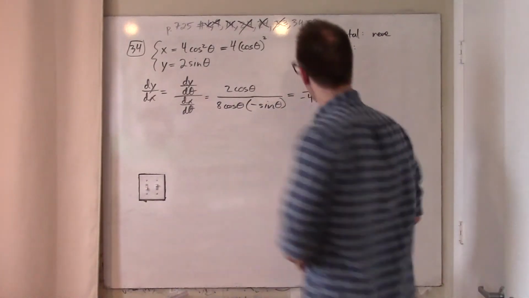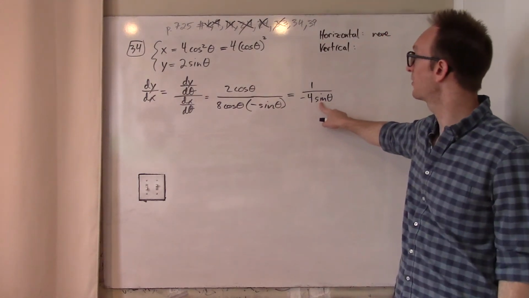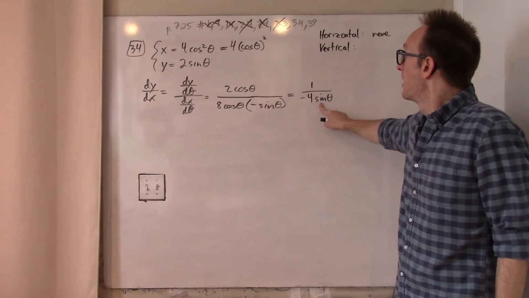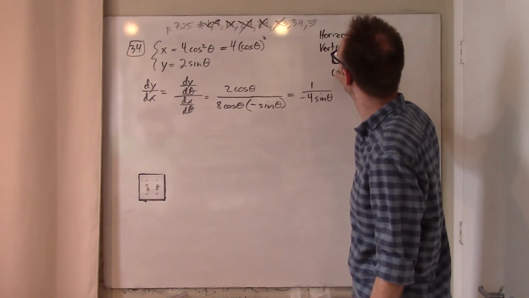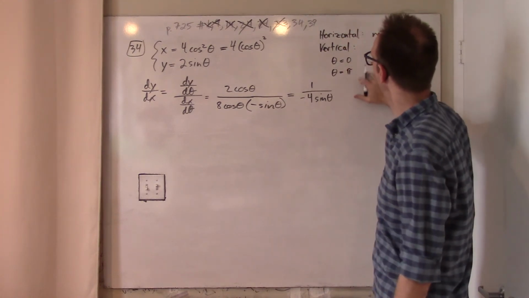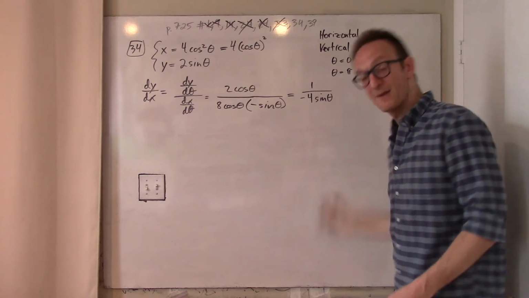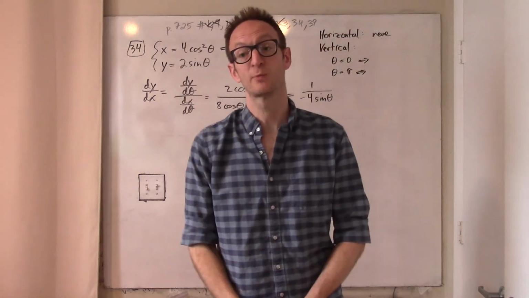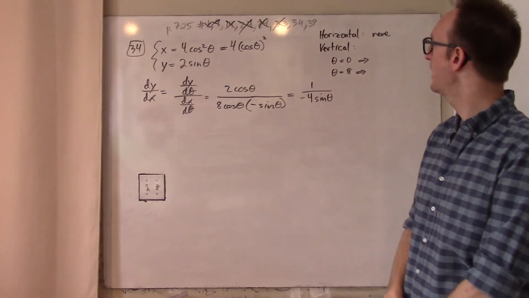Alright, whatever. When do I have vertical tangents? I have vertical tangents whenever this is 0. That happens at θ equals 0, θ equals π, etc. Because then the denominator will be 0, and so the slope of the tangent line will be like infinite. So that's why I have a vertical tangent.